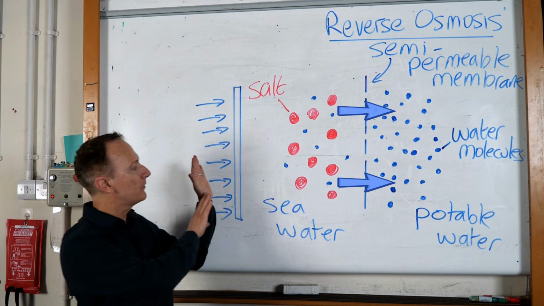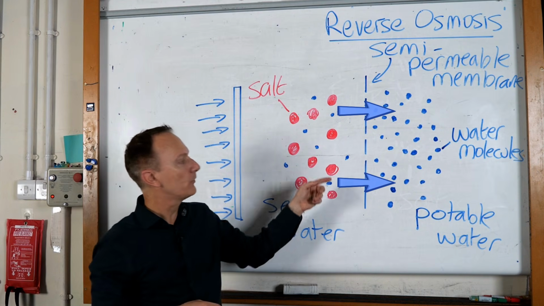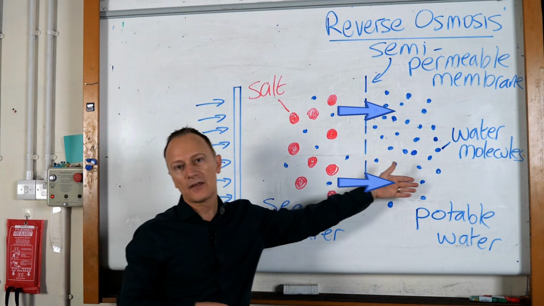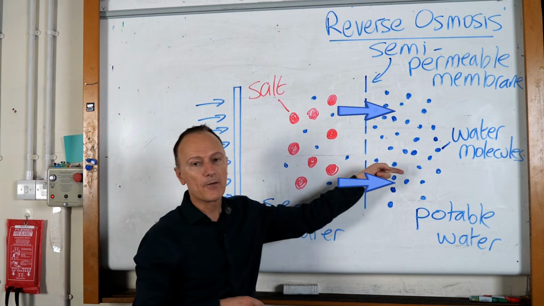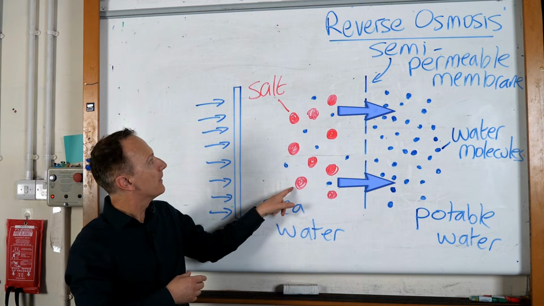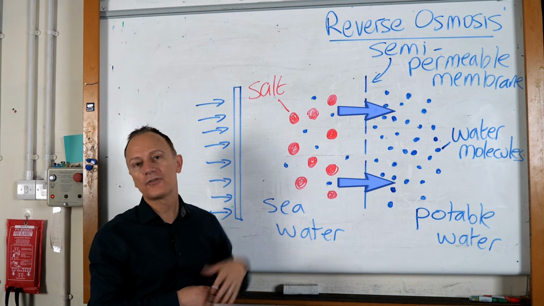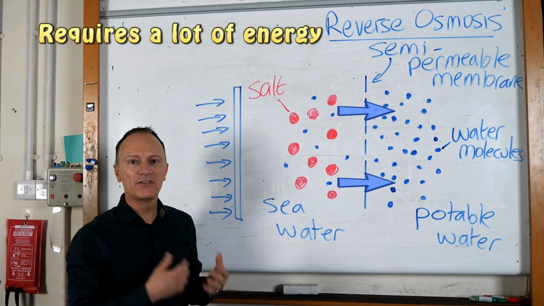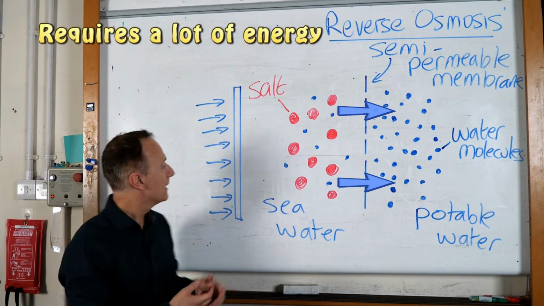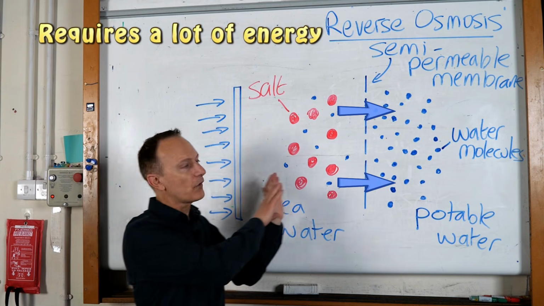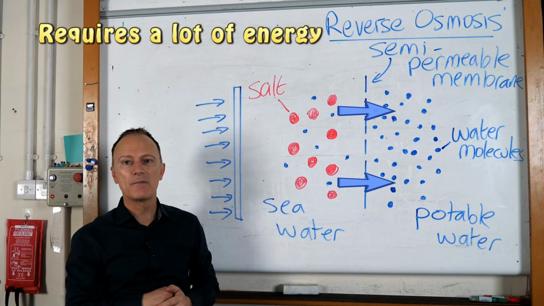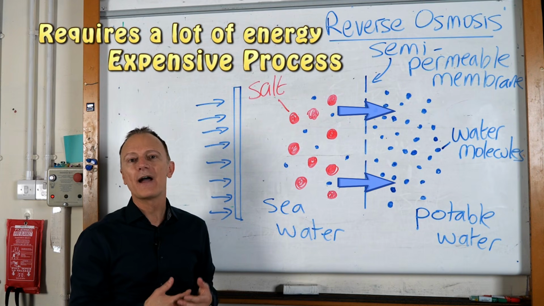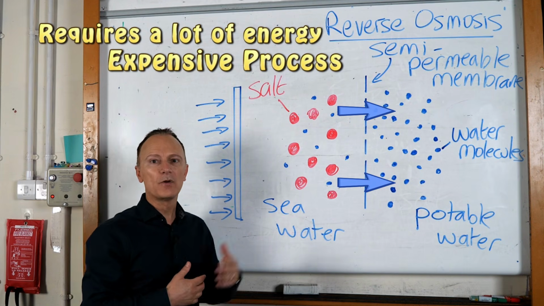So high pressure is used to squeeze the water molecules through the semi-permeable membrane from the seawater into the potable water. So they're going that way. And we can see that the salt particles can't fit through the semi-permeable membrane. Now, this is also an energy-rich process. It takes a lot of energy to produce the high pressure to force those water molecules through that semi-permeable membrane. So because of that high energy demand, it's also an expensive way of making seawater potable.